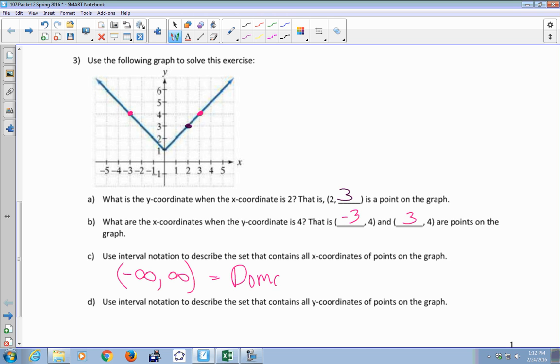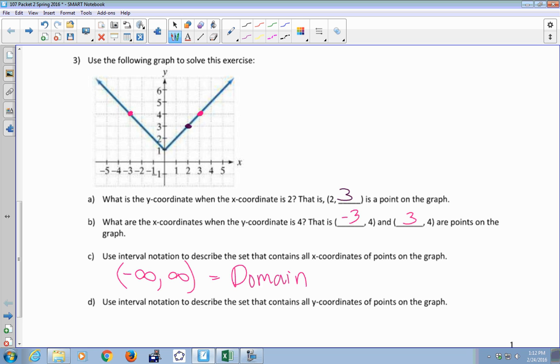We'll talk about domain a little more today. The domain is the set of all x coordinates in a graph or a set of ordered pairs. What if I wanted to describe the set of all y coordinates of points on this graph? What is the very smallest y coordinate?